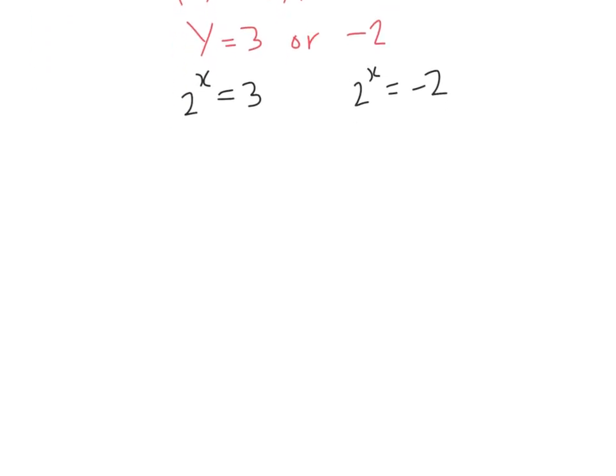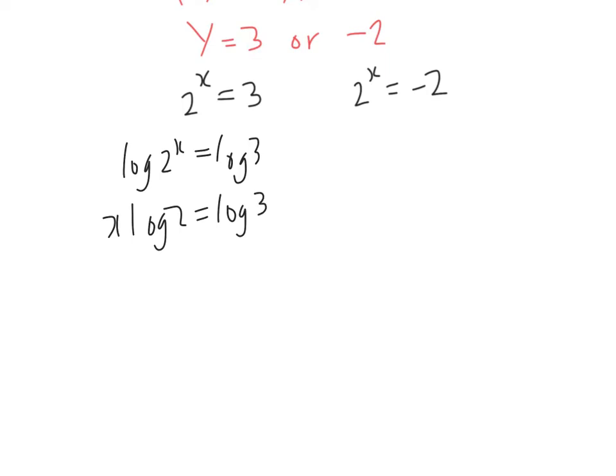To solve the one on the left, you take log of both sides. So the log of 2 to the power of x equals the log of 3. So x log 2 equals log 3. Again, just bringing the power down using the log rule. And then we can divide by the number of x's, which in this case is log 2. And log 3 divided by log 2 gives 1.58 to 3 significant figures.